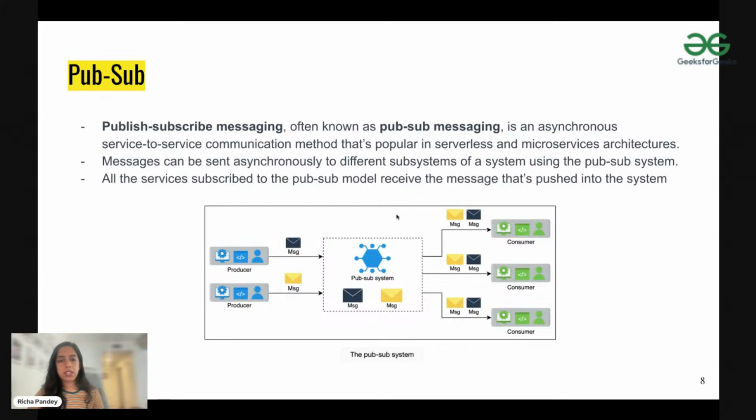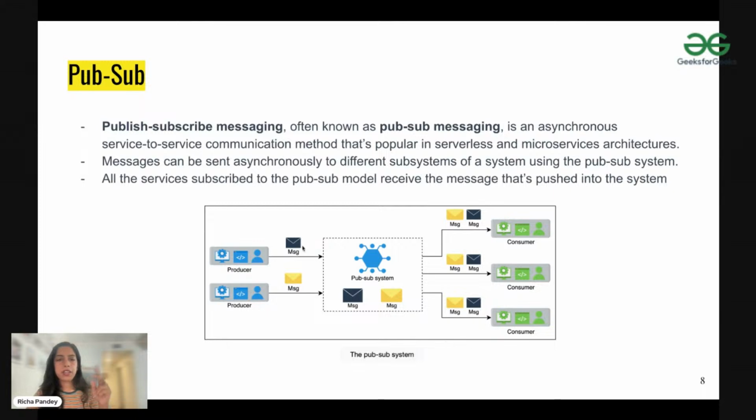So let's look at the architecture here. You see a producer. A producer is the same as a publisher. You send a message to the pub sub system, and then on the right you have a consumer, also called a subscriber. Here you have three consumers, so there are three separate queues.